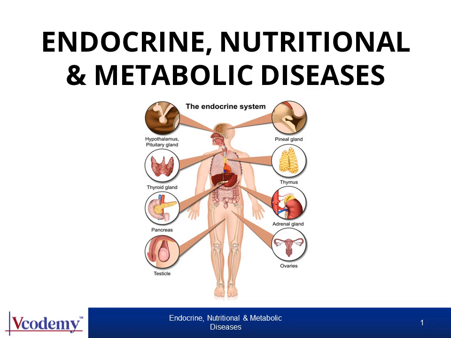So the different diseases which afflict the endocrine systems, the endocrine glands, for example, pineal gland, thymus gland, adrenal gland, ovaries, testicles, pancreas, thyroid gland, hypothalamus and pituitary gland. So this system is quite important for the normal and regular function of the body.